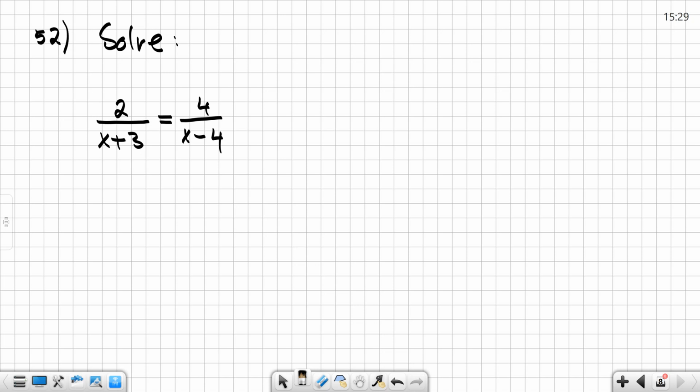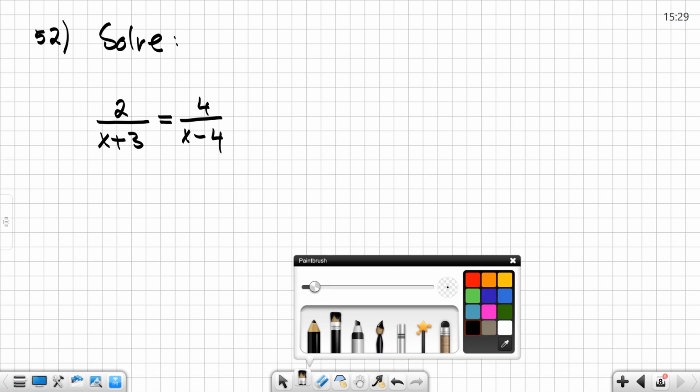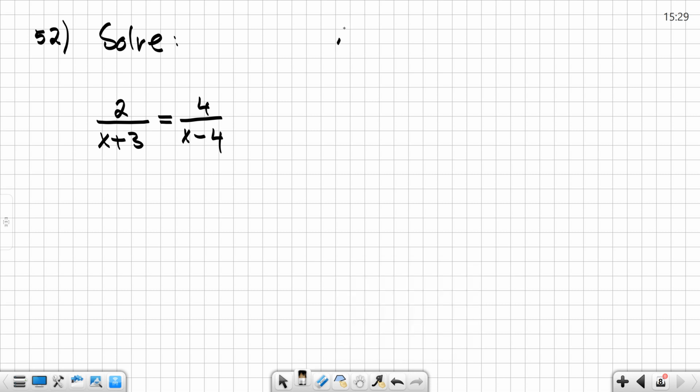We want to solve an equation. 2 divided by x plus 3 is supposed to be equal to 4 divided by x minus 4. Now, we have seen this before. If we have fractions, then the idea is to multiply both sides with the LCD, the least common denominator.